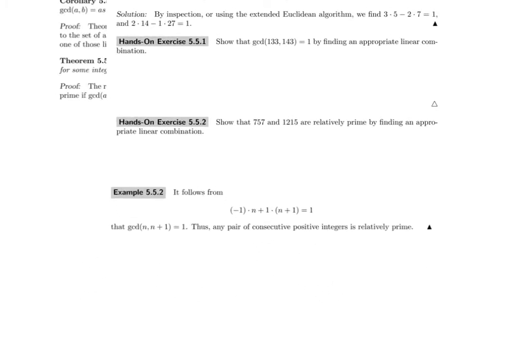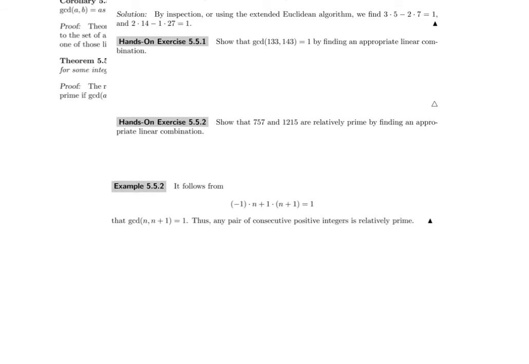And then finally, this is a cool little fact. Because I can write n and n plus 1 as a linear combination equaling 1 using the cleverly chosen coefficients -1 and 1, I have now shown that the GCD of n and n plus 1 is equal to 1. So in other words, any pair of consecutive positive integers is going to be relatively prime.